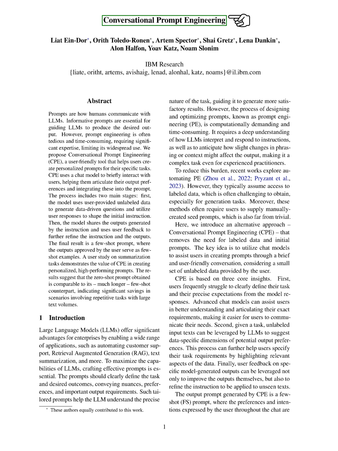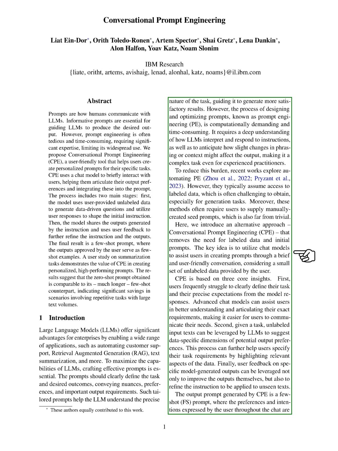Section: Introduction. In this section, we discuss the advantages of large language models, LLMs, for businesses, which can automate tasks like customer support, text summarization, and more. To fully utilize LLMs, we need to create effective prompts that clearly outline the task and desired outcomes, including any specific preferences. These tailored prompts help the LLM understand what we want, leading to better results.